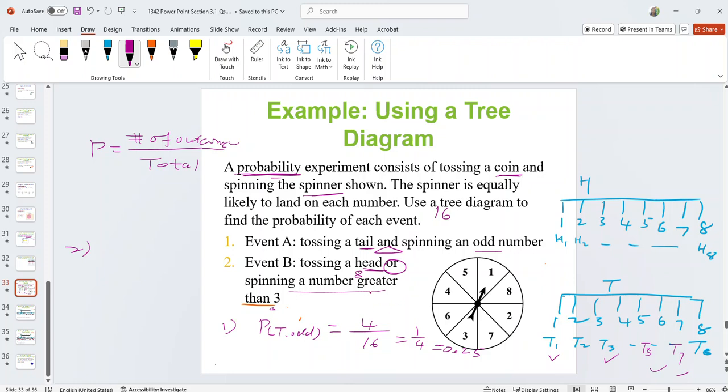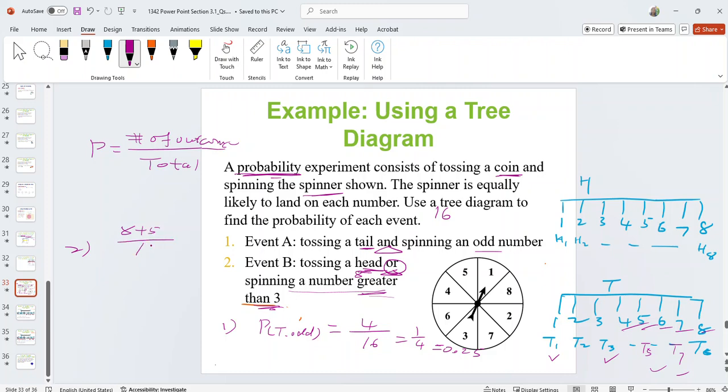So what number is greater than 3? It doesn't include 3. So I have a 4, 5, 6, 7, 8. If I have a tail, we also count, because this is or, this is not an and. Okay? Or that means if I have a head, that's enough. Or I have a number greater than 3, also enough. So that means I can have a tail and also greater than 3, and it still counts. And then this is 1, 2, 3, 4, 5. So I have an 8 plus 5 divided by my total, which is 16.